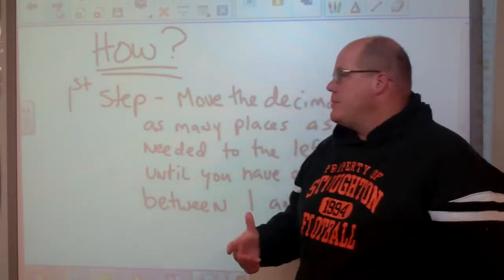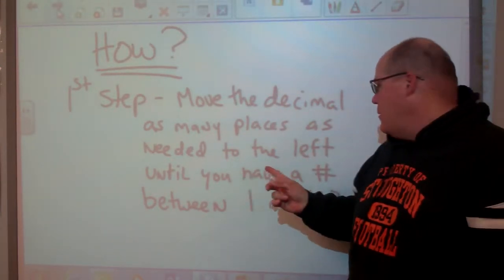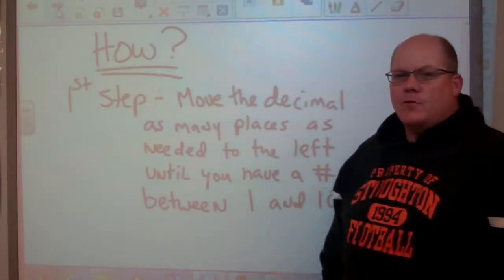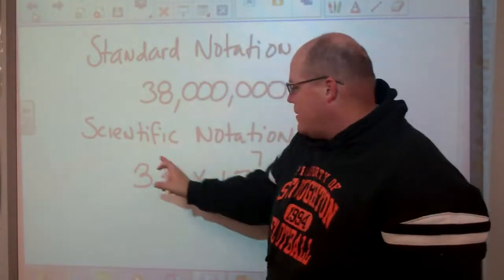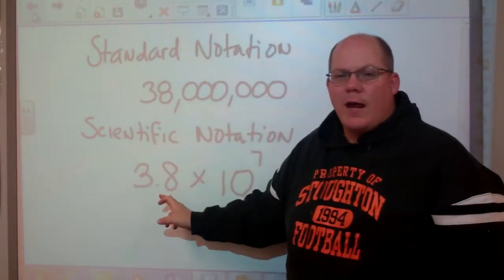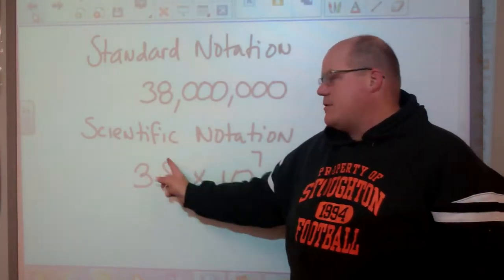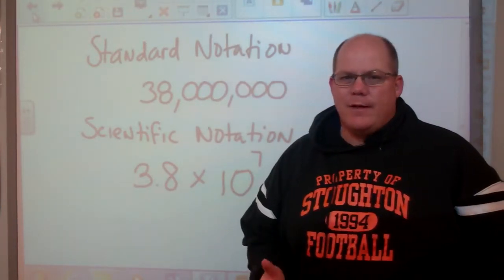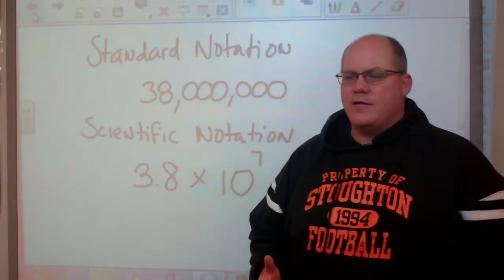First step on how to do it. We want to move the decimal as many places as needed to the left until we have a number between 1 and 10. So you see this number here in scientific notation, 3.8, is a number between 1 and 10. This number in scientific notation must be between 1 and 10 in order for it to be in proper scientific notation.